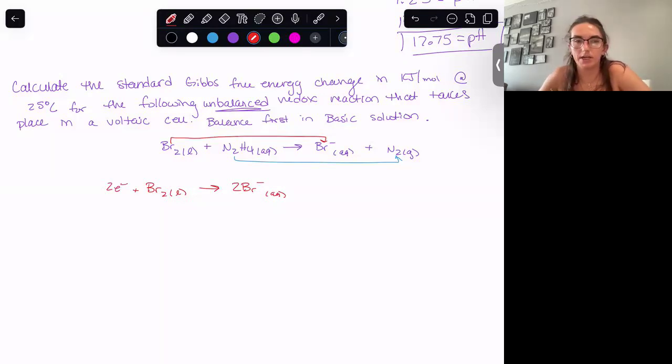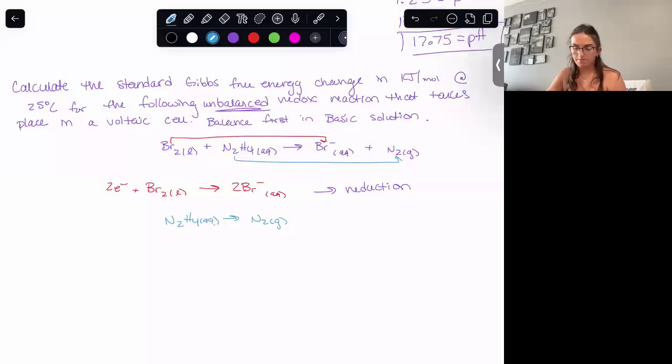So is this oxidation or reduction? This is your reduction. Perfect. Okay, then we're going to keep our nitrogens together. So we have N2H4, and this will go to N2. Our nitrogens are balanced. So what do we do in order to balance our hydrogens?